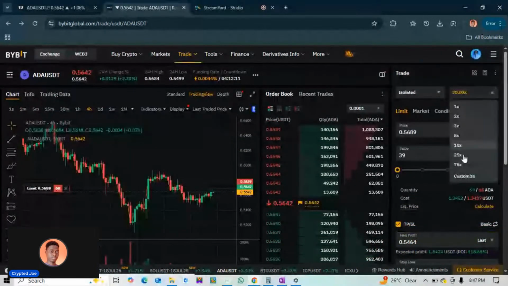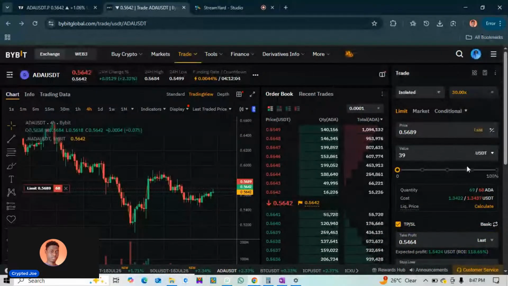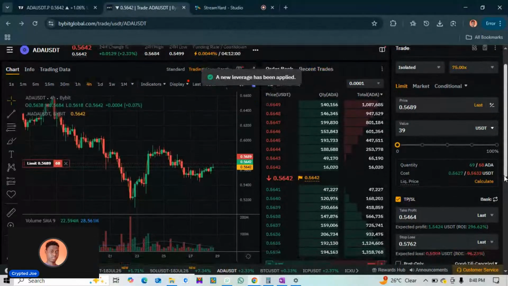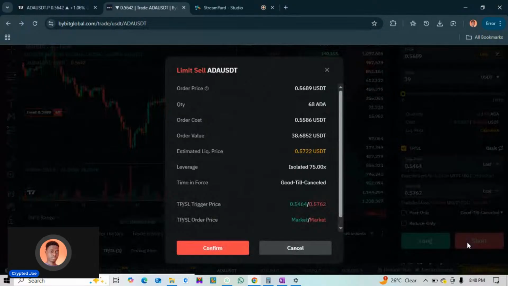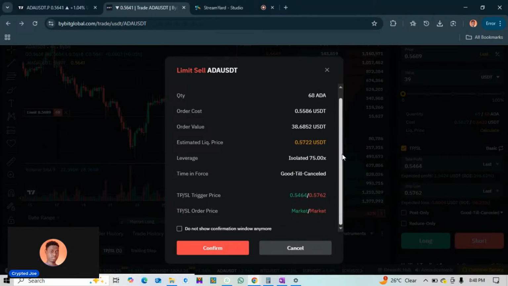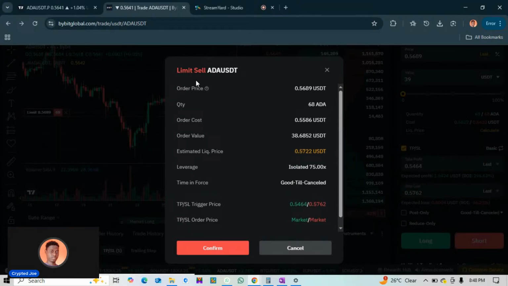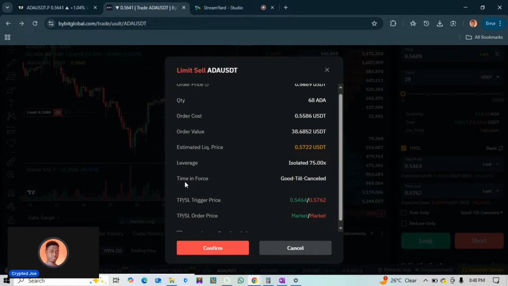Let me increase this leverage so I can understand something. Sell short. Now, before you take your order, you find out that there normally comes a confirmation window. Yes, a confirmation window normally comes up to show you all your credentials, like all the info about this particular trade.